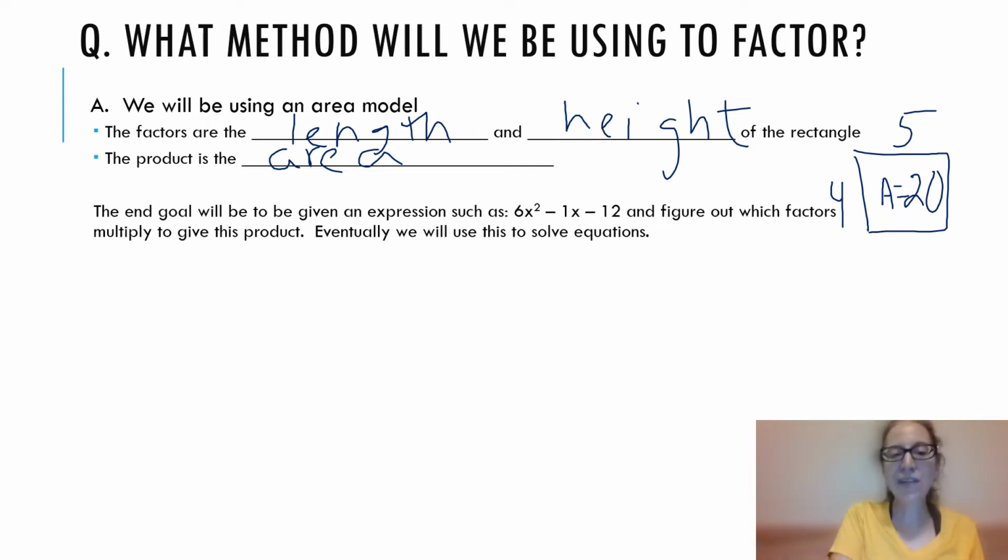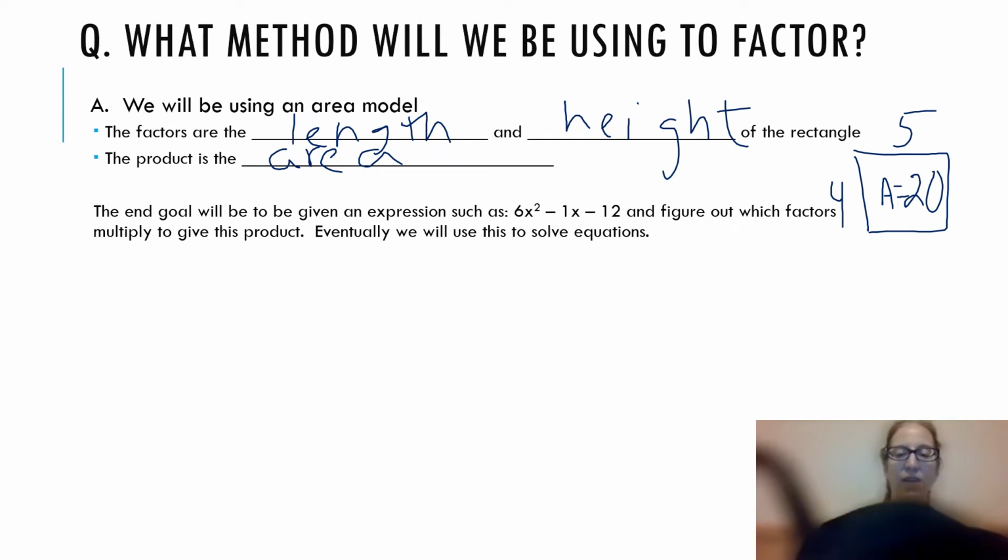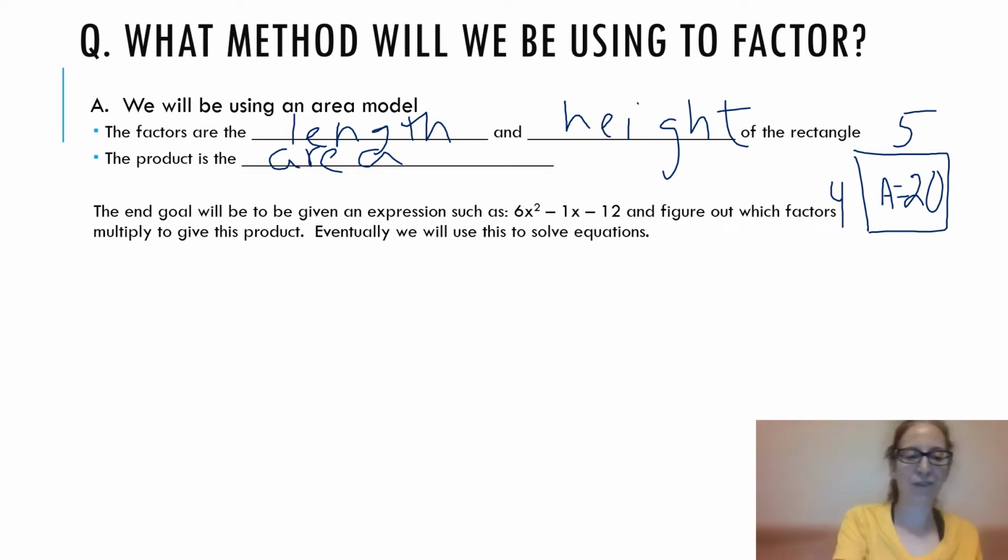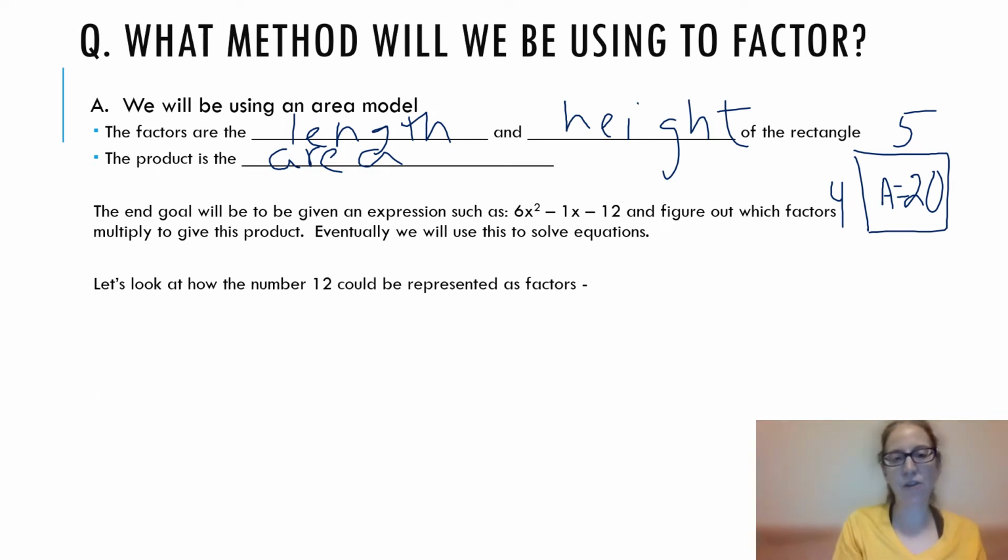So the end goal will be to be given an expression such as 6x squared minus 1x minus 12 and figure out which factors are going to multiply to give you this product. And eventually we're going to use that to solve equations. So that is the direction that we are eventually going to go with this. So let's look at how the number 12 could be represented as factors using the area model.